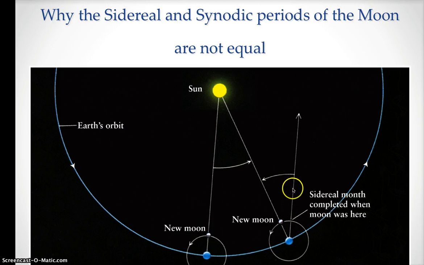Notice that this line right here is parallel to this line. This would be when the moon has completed its sidereal period. But notice it's not lined up with the moon, with the Earth and the sun, so it's not time for the new moon phase. It has to move a couple days until it lines up for new moon again. So it's this revolution that causes these 2 periods to be unequal.